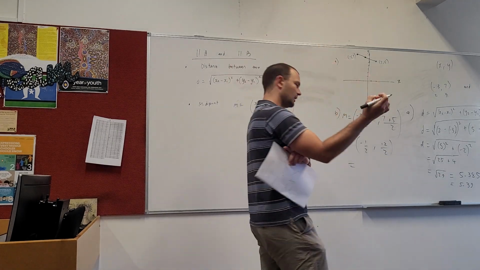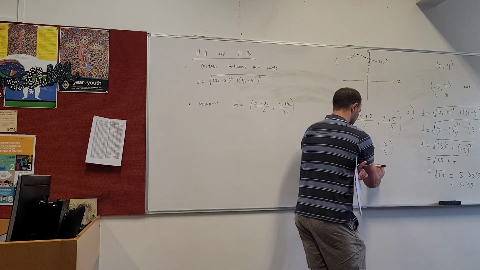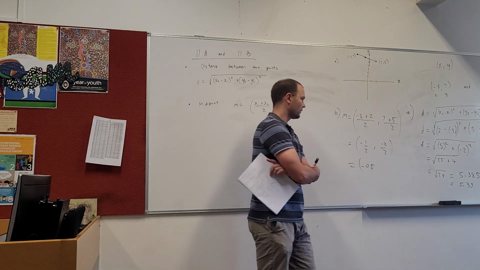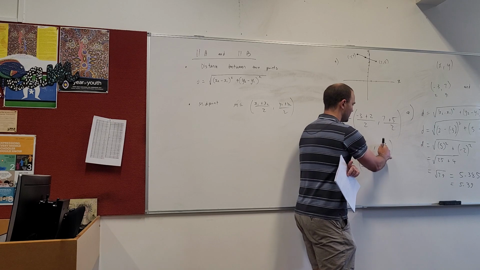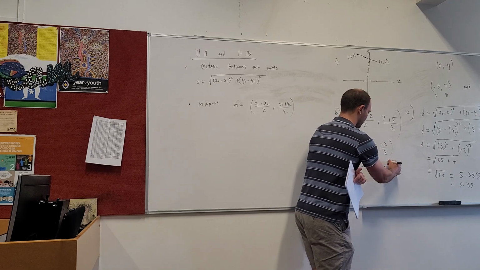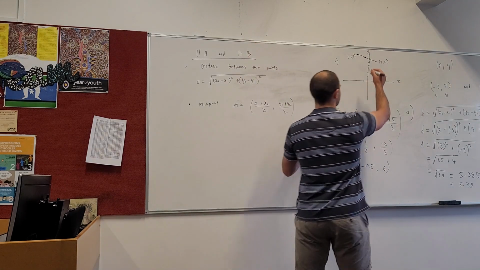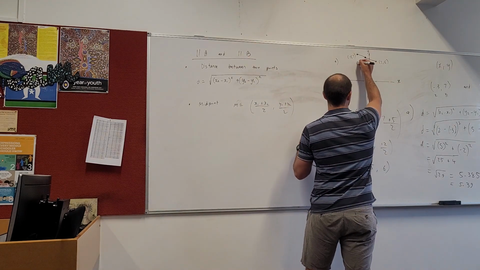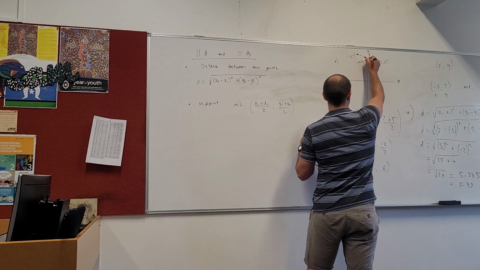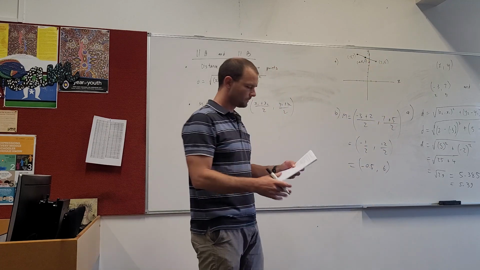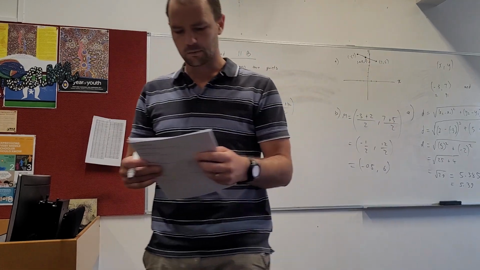You can, if you want, leave it as a fraction. You can, if you want, express it as a decimal, minus 0.5. And 12 divided by 2 is positive 6. All right, so the coordinates of this point in the middle are minus 0.5 and 6. Very good, so that's our first one.